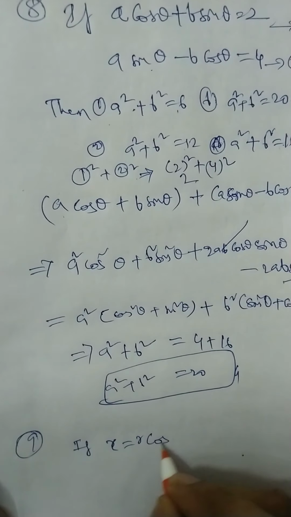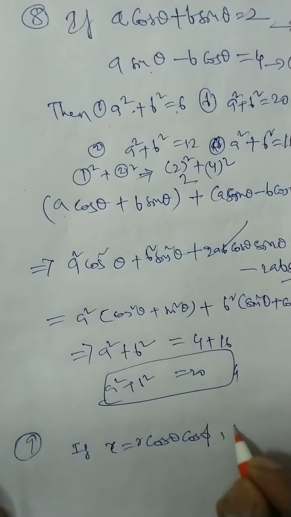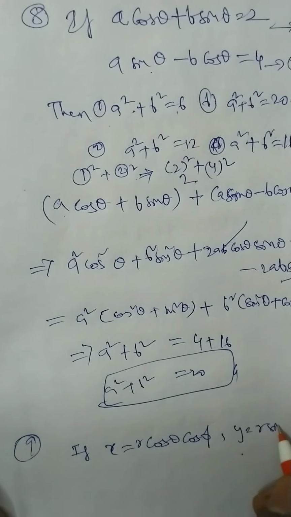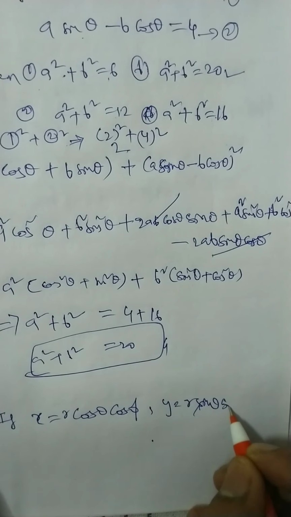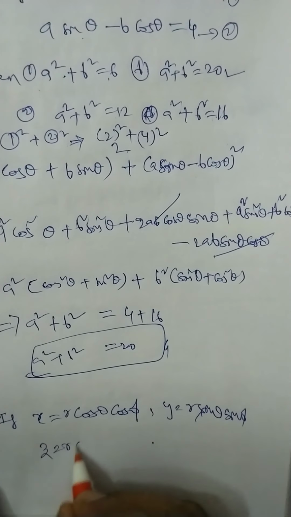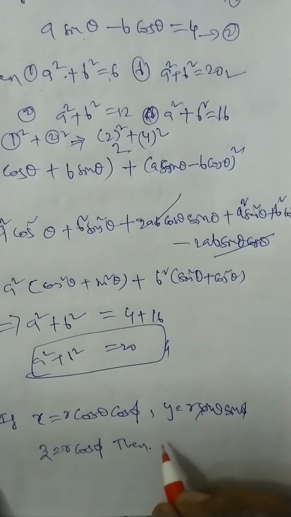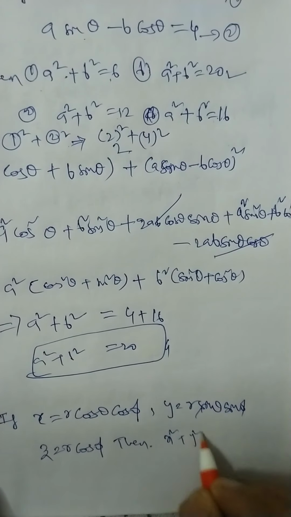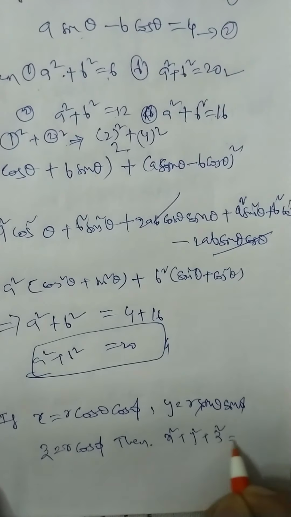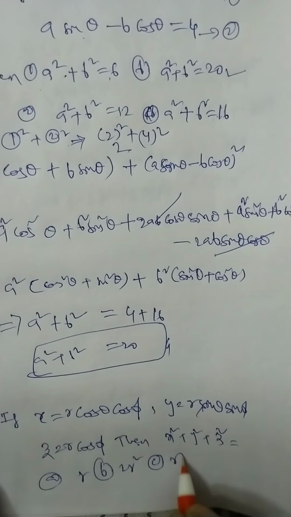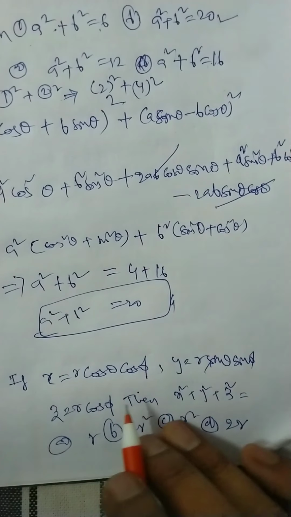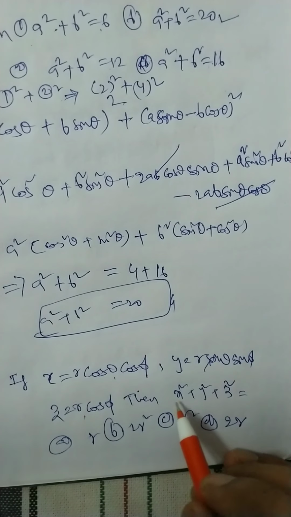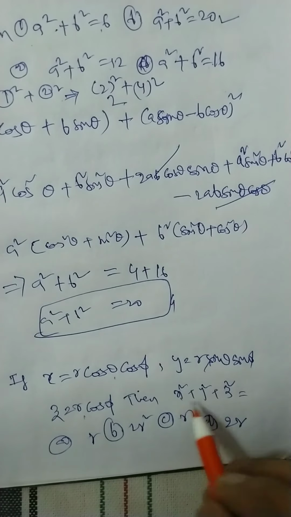If x equals r cos theta cos phi, y equals r sin theta sin phi, z equals r cos phi, then x square plus y square plus z square equals, the options are r, r square, and so on. The problem is very simple here. X is given, y is given, z is given. What you need to do is take the sum of the squares of x, y, z.